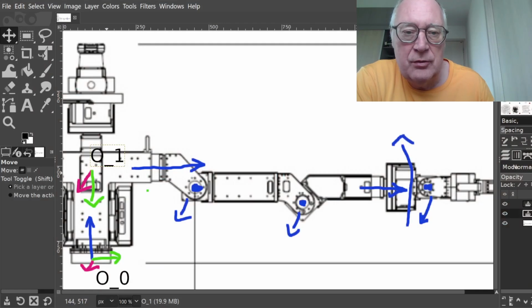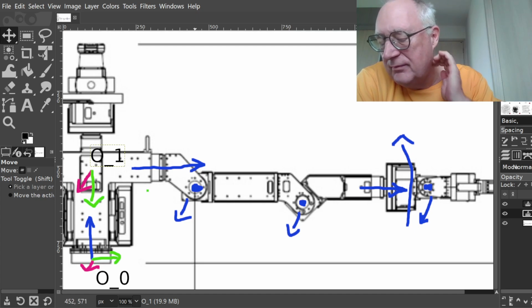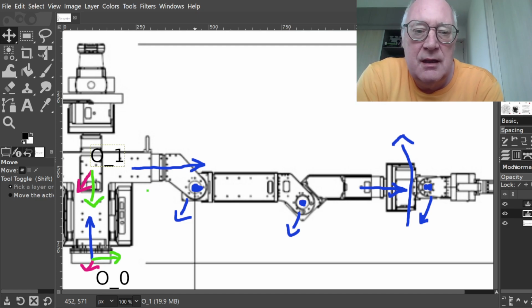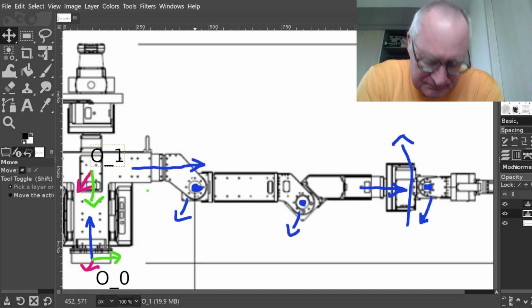Yeah, so now we go from O1 to this joint 1 here. That joint, that should be left shoulder frontal, because it actuates in the frontal plane mostly.